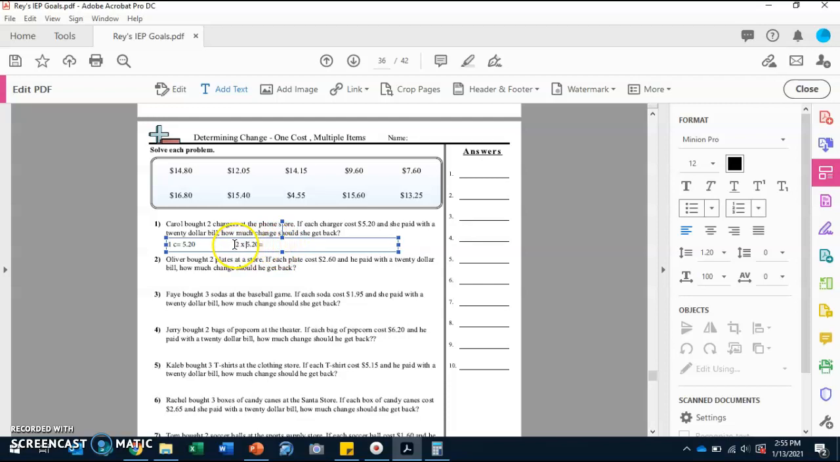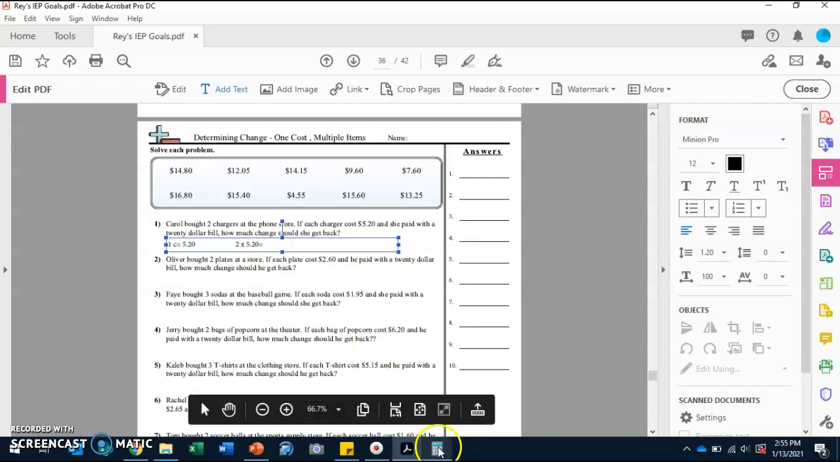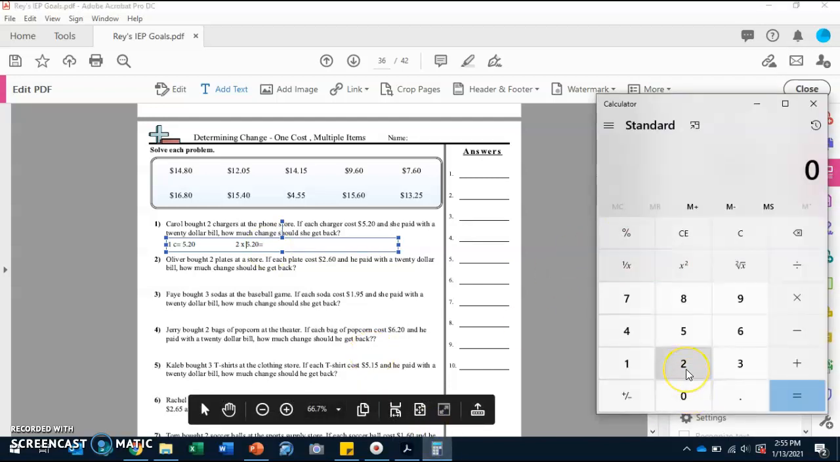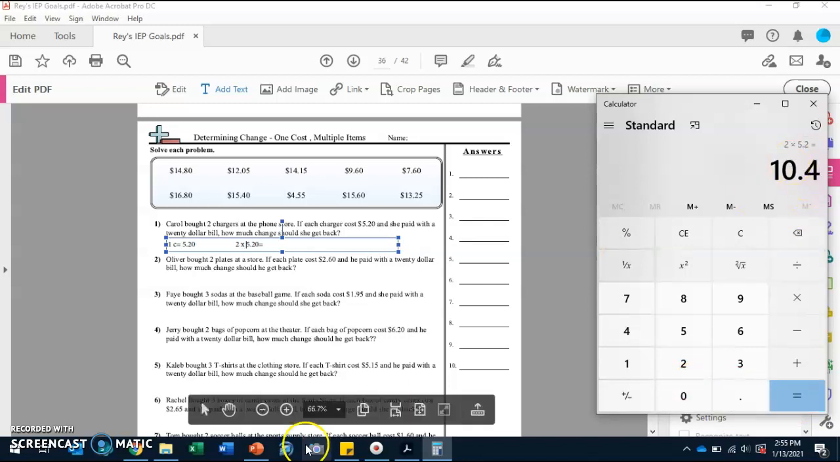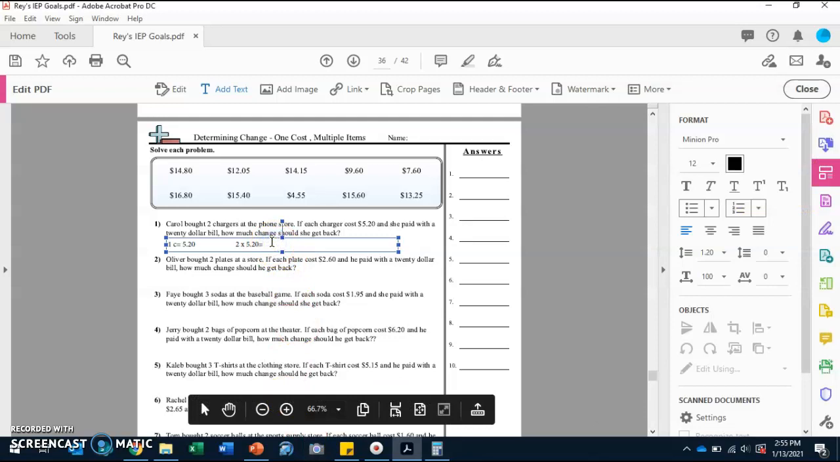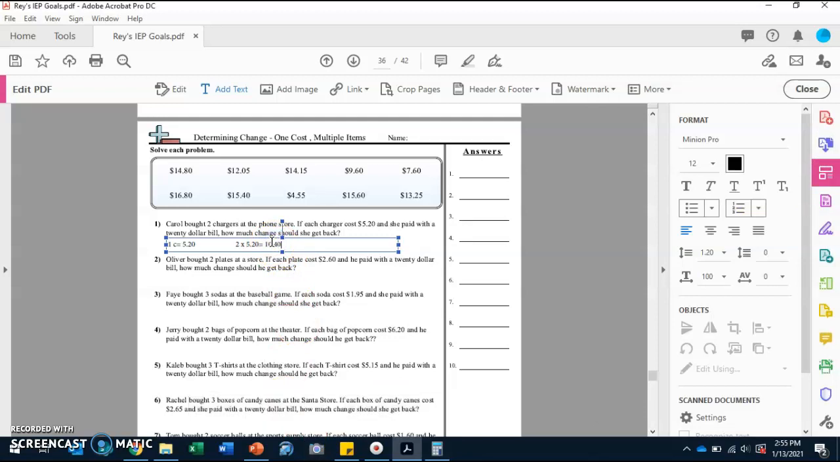So first we are going to multiply to see how much both of the chargers cost. So let's take out our calculator and we are going to multiply 2 times $5.20. And our answer is $10.40. So that's how much the 2 chargers cost.